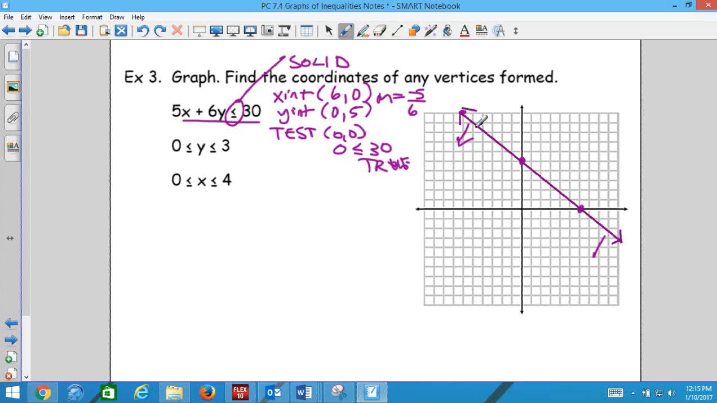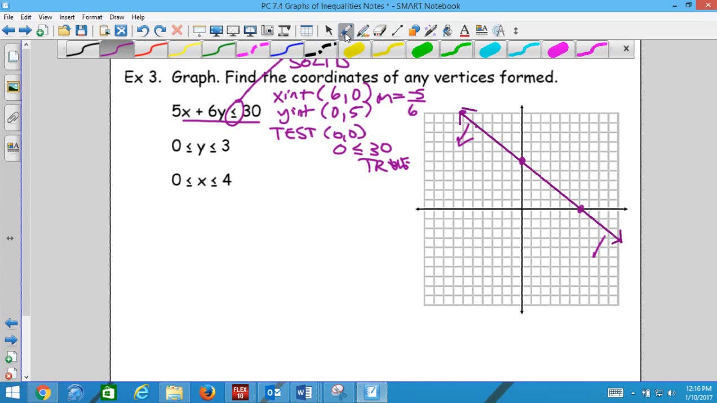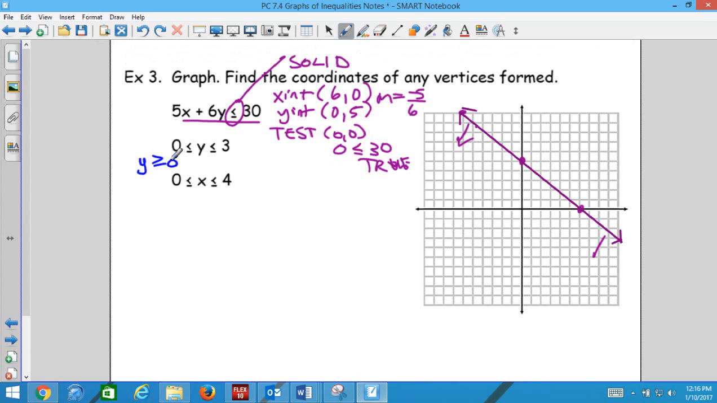Now for the next one, y is less than 0. No, less than 3 but greater than 0. Y is between 0 and 3. This is actually 2 separate equations. So the first equation is y is greater than or equal to 0. The second equation is that y is less than or equal to 3. So there's two equations, and it's between those two.